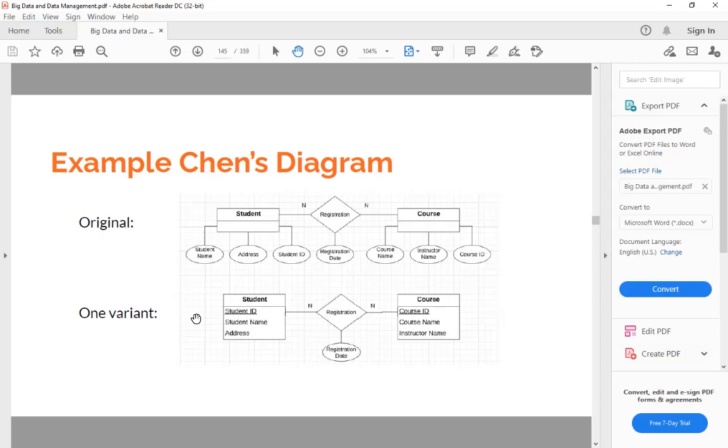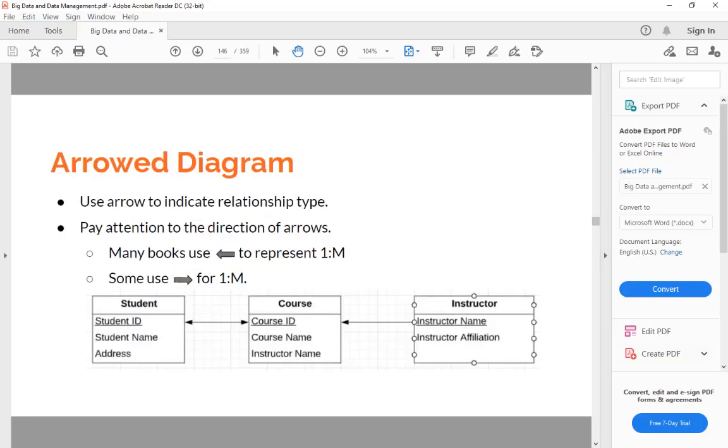So one variant is to move the attributes inside the entity itself, and then you have an underscore for the primary key. Now, this is one variant. There are also many other variants created over the years, just to make the entity relationship diagram more visual.